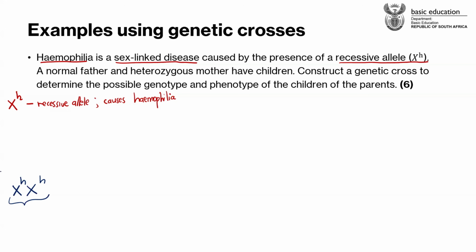The first person that I have written here is X with a small letter h, X with a small letter h. Yes? Sir, this person is a female and has hemophilia. Exactly. So this is a female and has hemophilia. So I'm just going to say it's a female that is hemophiliac, to write it in better terms. You guys can write that, right? All right.